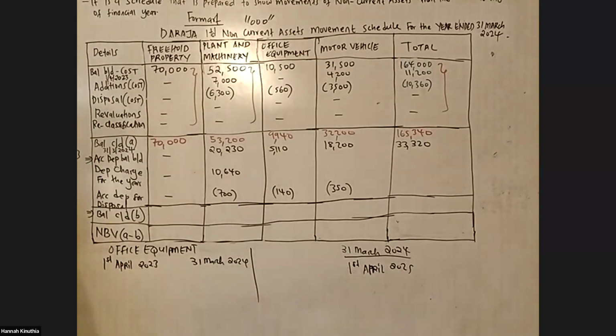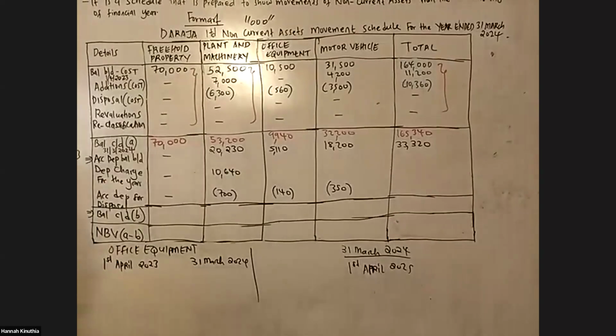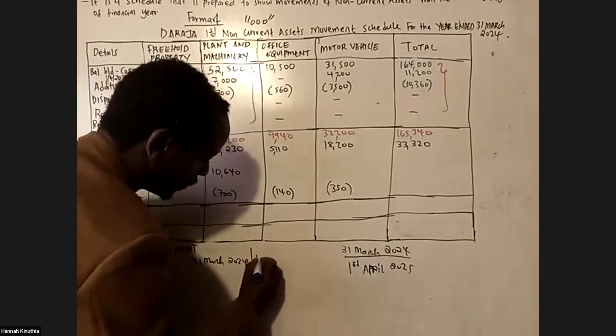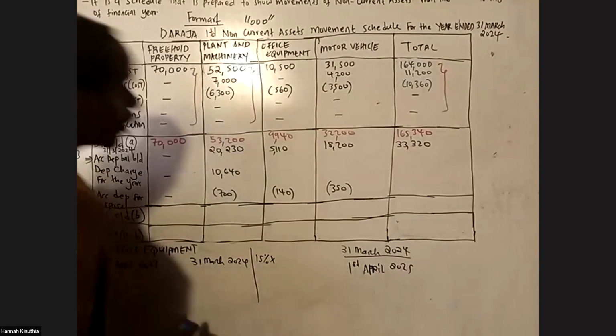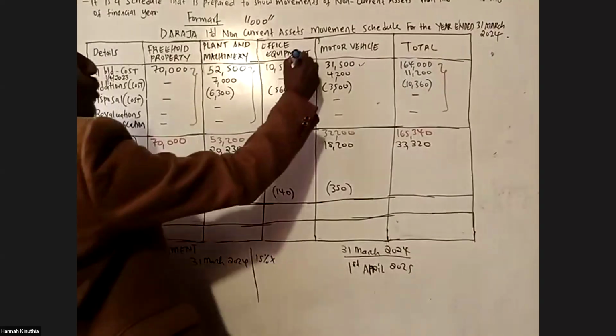Now, the first year, what are the depreciation rates? Now, the depreciation rate for office equipment is 15%. Are you okay with that one? Is it 15%? Sawa. Yes. Tunasema 15% times. Now, the cost ni ngapi? Ndio hapa. So 10,500.